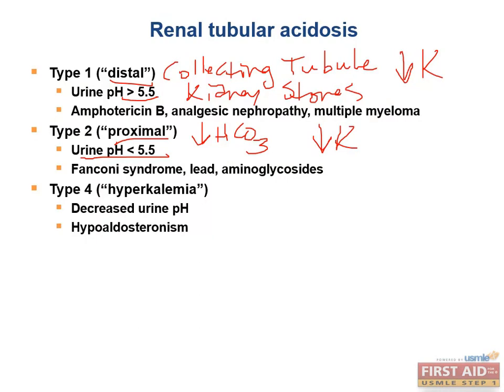Lastly, we have type 4, or hyperkalemic renal tubular acidosis. This results from hypoaldosteronism, or the inability of the collecting tubules to respond to aldosterone. Therefore, hydrogen ion and potassium secretion are both reduced. That's why it's hyperkalemic, as well as causing acidemia. So that wraps up renal physiology. Good job for getting through that. Let's finish with a flash quiz and a USMLE style question.